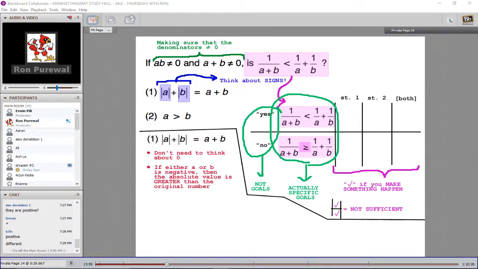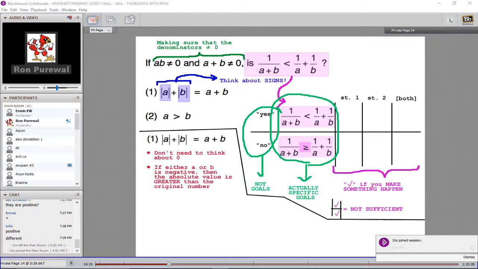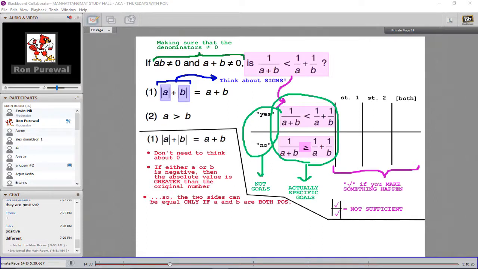So what this means, and there's no way to make up for that. Like if A is negative, then this is less than this. And you can't make this greater than that to make up for it. So this means the only way that you can get them to be equal is if both of them are positive. It's impossible for the right-hand side to be bigger. So the two sides can be equal only if A and B are both positive. So that's what we know. We know they're both positive. So statement 1 is just a really stupid way of telling us that both of them are positive.